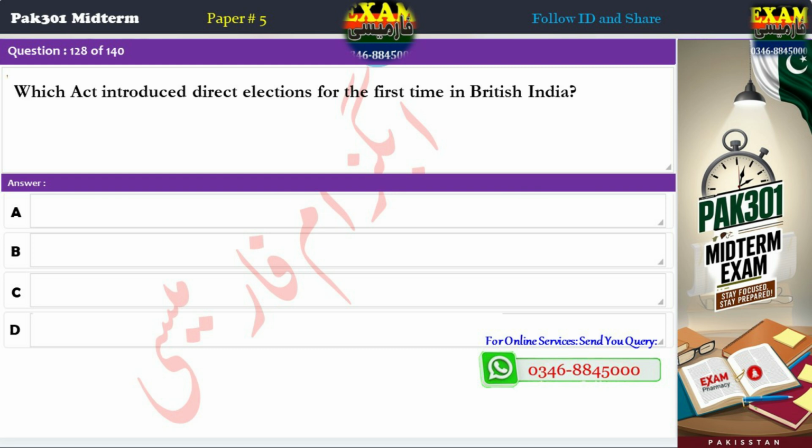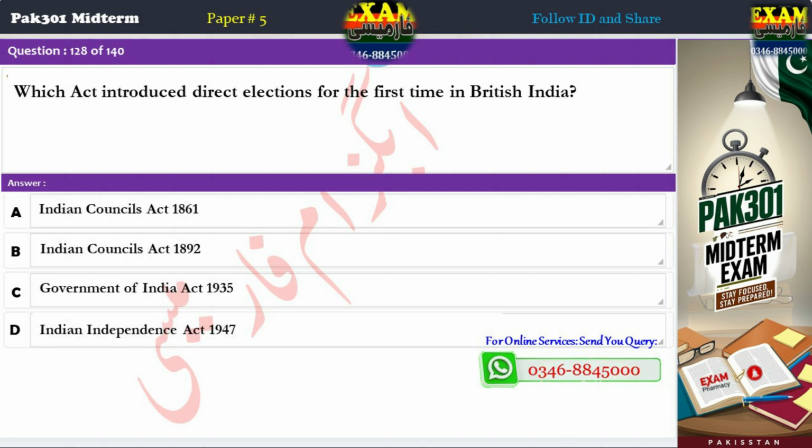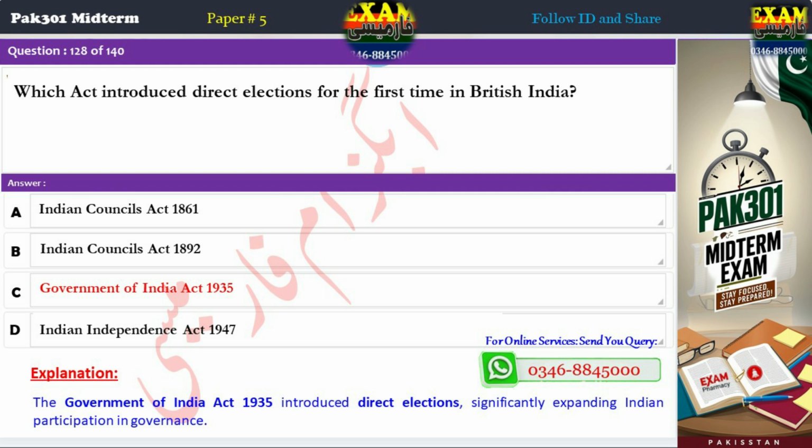Question 128. Which act introduced direct elections for the first time in British India? A. Indian Councils Act 1861. B. Indian Councils Act 1892. C. Government of India Act 1935. D. Indian Independence Act 1947. Correct answer: C.